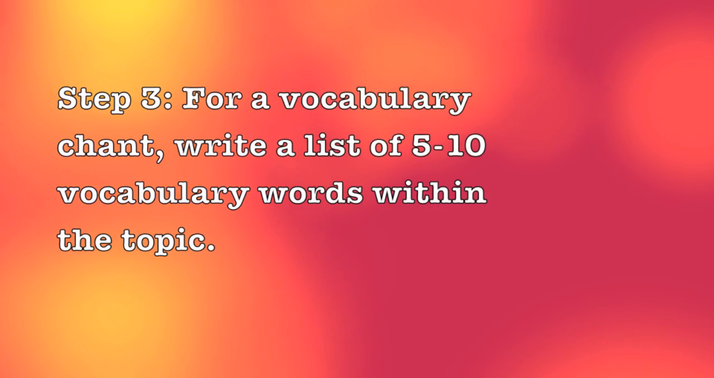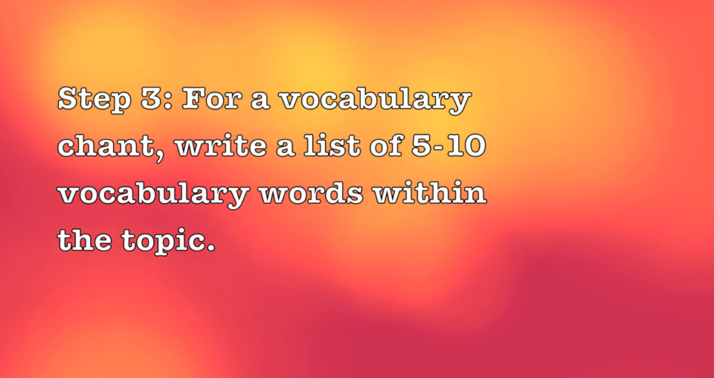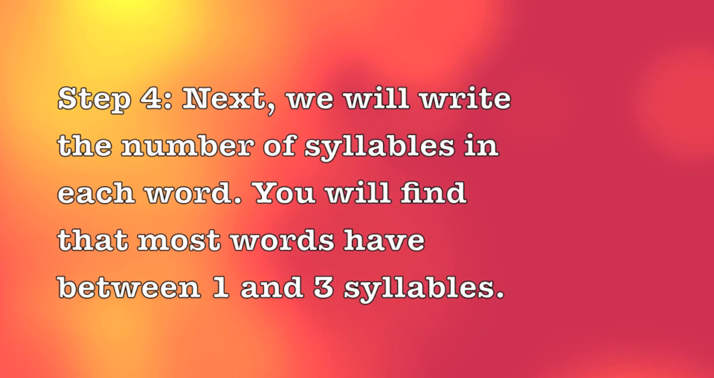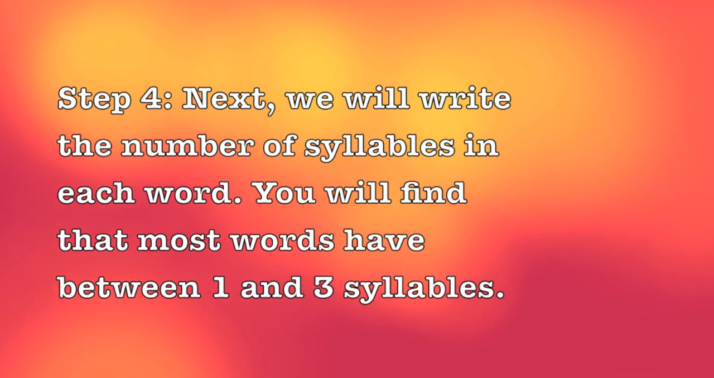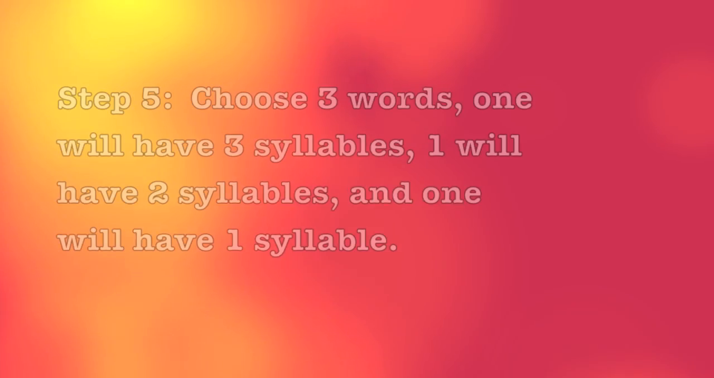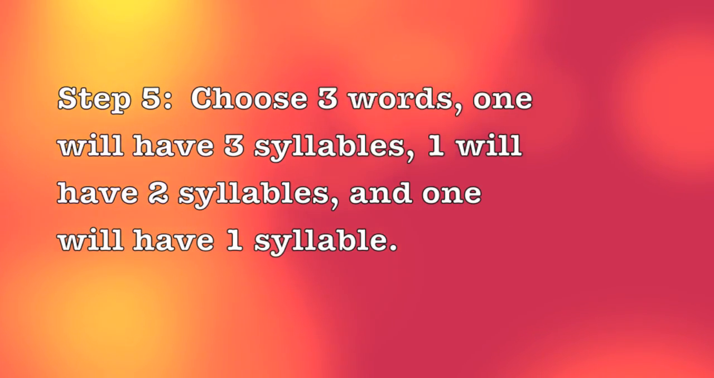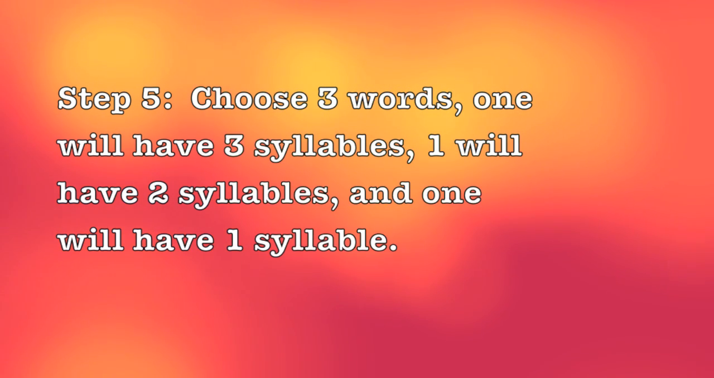Step 3. For a vocabulary chant, write a list of 5 to 10 vocabulary words within the topic. Step 4. Next, we will write the number of syllables in each word. You will find that most words will have between 1 and 3 syllables. Step 5. Choose 3 words. One will have 3 syllables, one will have 2 syllables, and one will have 1 syllable.